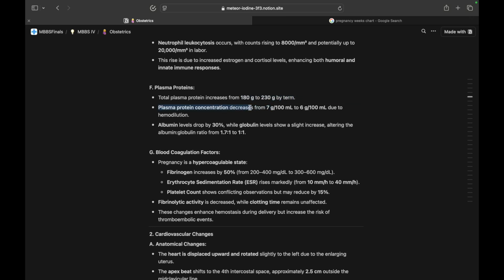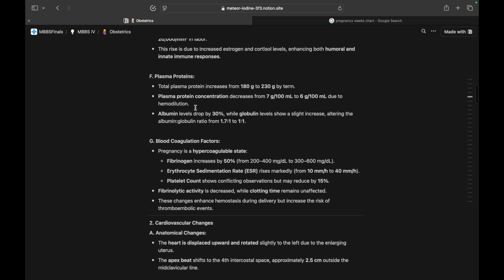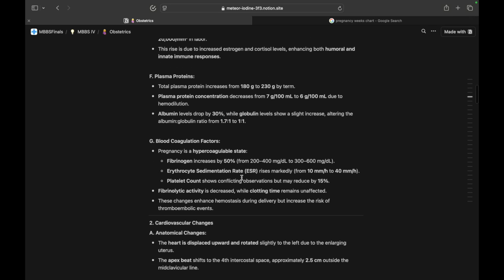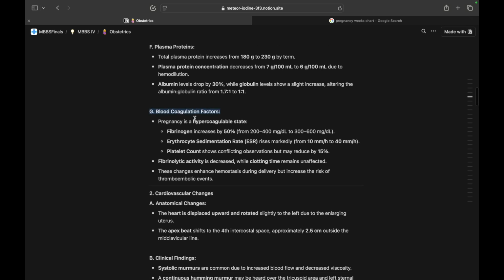Plasma protein concentration decreases because of hemodilution, from 7 grams per deciliter to 6 grams per deciliter. Albumin drops by 30%. Can you imagine? No, you can't. While globulin levels show a slight increase. So globulins increase, albumin decreases. So overall the AG ratio, the albumin globulin ratio, decreases from 1.7:1 to 1:1. So with this you can imagine what you can see in the pregnant female: edema. Next, coming to blood coagulation factors.